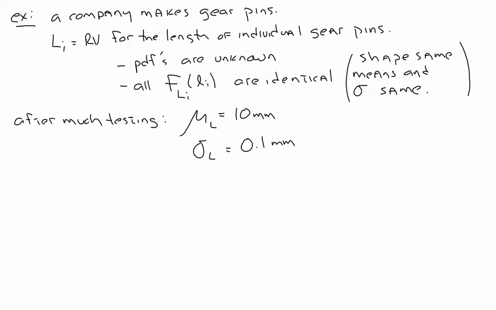And oh, by the way, I need to say that we're going to assume for this example that all of my gear pins are manufactured independently. We're going to assume that the length of one gear pin coming off the line is independent of the rest. And here's the question we're going to answer.